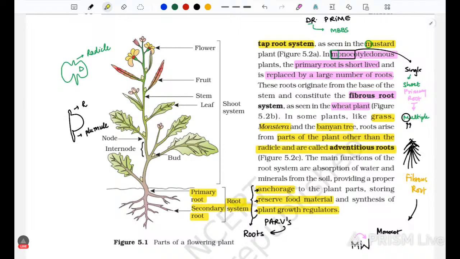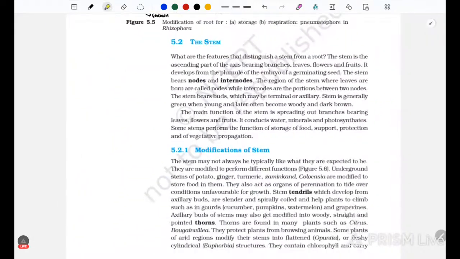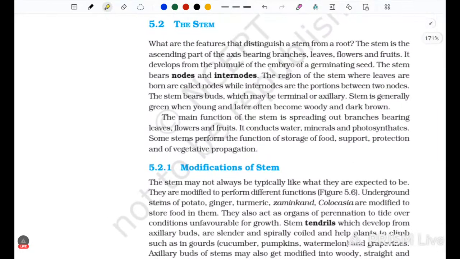Okay, node and internode are important, so let me teach you what a node is and what an internode is. Node means the place where budding is happening, and internode means the distance between two buds, that is, between two budding parts.